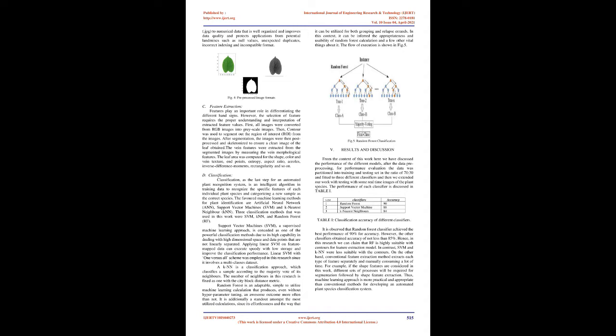D. Classification. Classification, as the last step for an automated plant recognition system, is an intelligent algorithm in training data to recognize the specific features of each individual plant species and categorizing a new sample as the correct species. The favored machine learning methods for plant identification are artificial neural network, support vector machines, SVM, and K-Nearest-Neighbour, KNN. 3 classification methods that were used in this work were SVM, KNN, and random forest, RF.